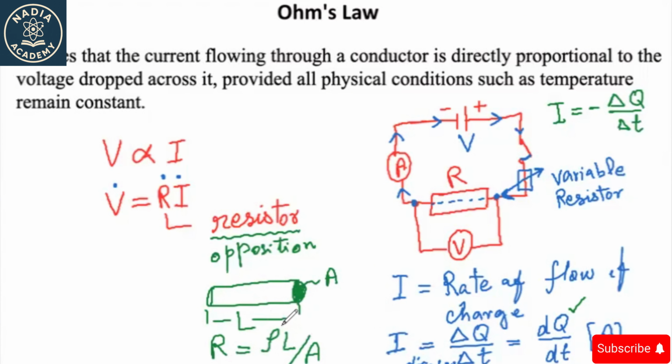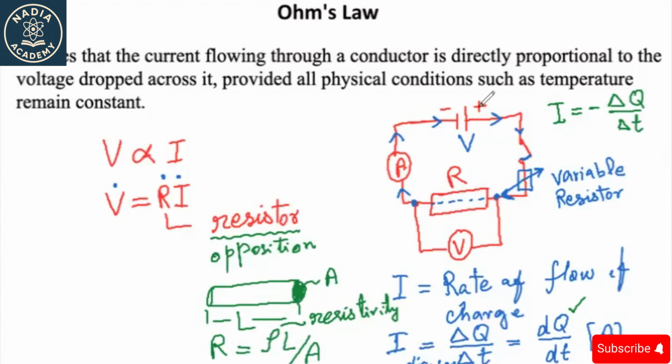So this rho is resistivity. Rho is resistivity. What is resistivity? This resistivity is a material's property. So it is constant when the temperature is constant, and it changes with the change in temperature. So the resistance would change with the change in temperature.